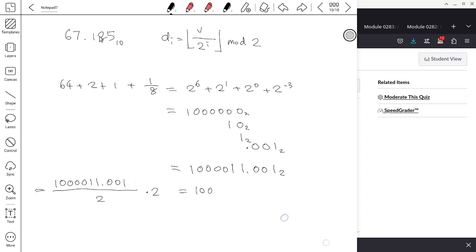1, 0, 0, 0, 0, 1, point, 1, 0, 0, 1, times 2 to the power of 1. Are we doing okay?